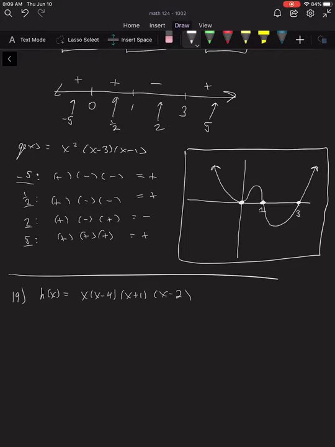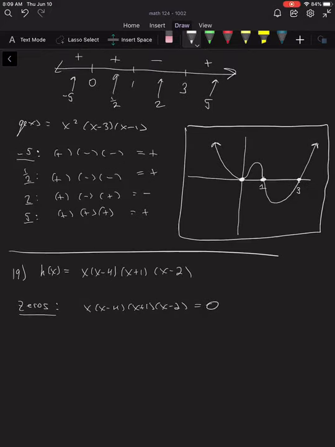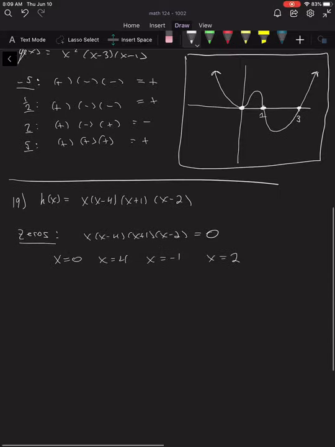So the first thing we need to do is find the zeros, which is easy since it already has it factored. It's x times x plus 1. So here we're going to see that x can be 0, x can be 4, x can be minus 1, and x can be 2. So here's all of our zeros. So just like before, we put these zeros onto a number line.